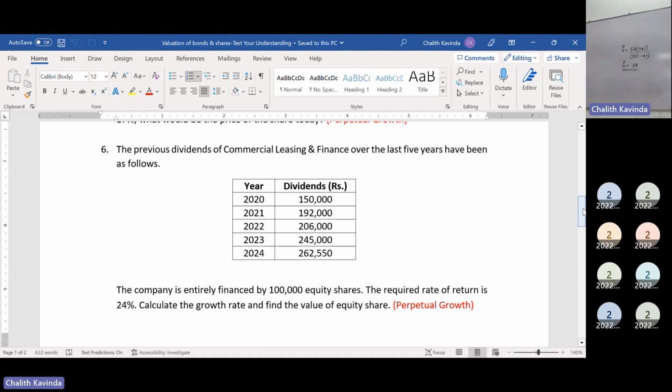Now, once you are given the question, first you need to identify what you have to do. We have to calculate what? The growth rate. Then we have to calculate the value of the equity share. Now the first task is to calculate the growth rate. So how to calculate the growth rate? Retention ratio multiplied by ROE, but you cannot apply that particular thing here, I guess.